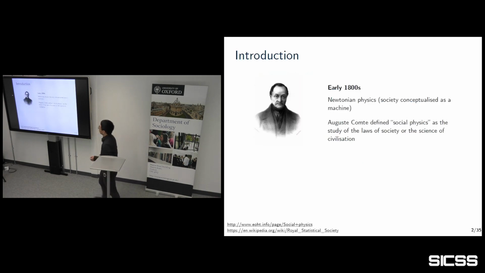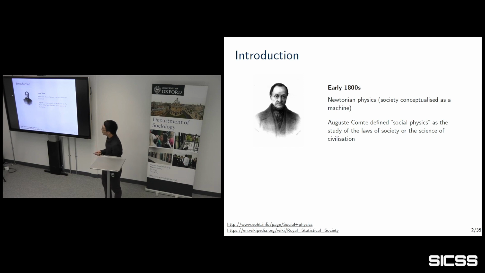Since we are in this Summer Institute for Computational Social Science, I thought it would be good for us to first look at a few historical developments in applying computational methods to understand the society and the behavior. And you will see many ideas were actually originated from the field of physics. In the early 19th century, inspired by Newtonian physics, society was conceptualized as a machine, and Auguste Comte, regarded as the father of sociology by many people, at that time defined the concept of social physics as the study of the laws of societies and the science of the civilization. In fact, the term sociology was invented by Comte to designate the concept of social physics.